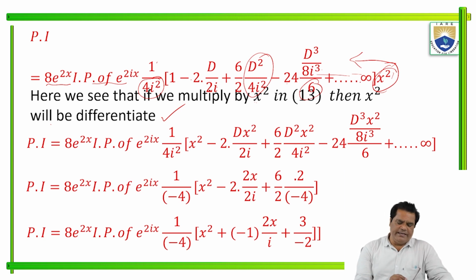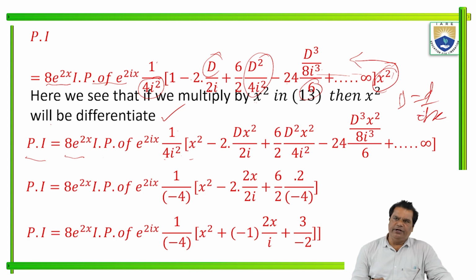So now multiply by x square. The particular integral is e to the power 2ix times 1 upon 4i square. Multiply x square by 1, that is x square. And here D means d over dx, differentiate with respect to x the function, and the function is x square. So 1 is x square, D x square, D square x square, D cube of x square.